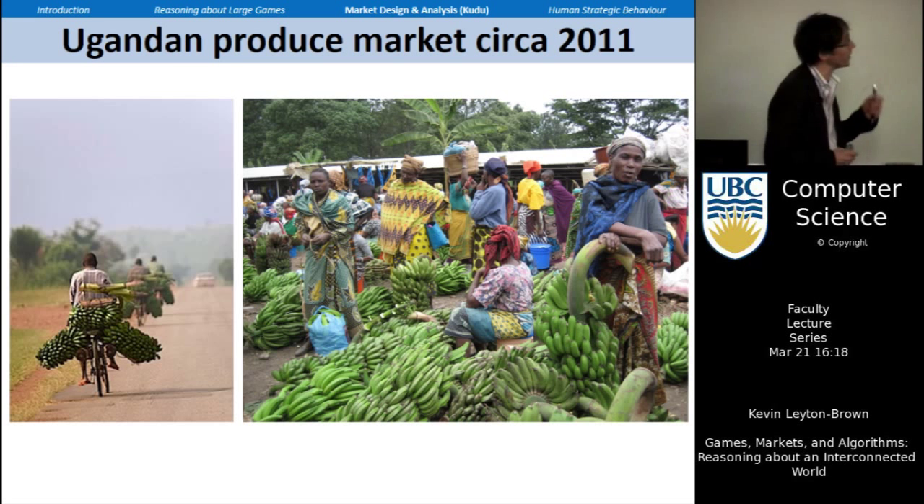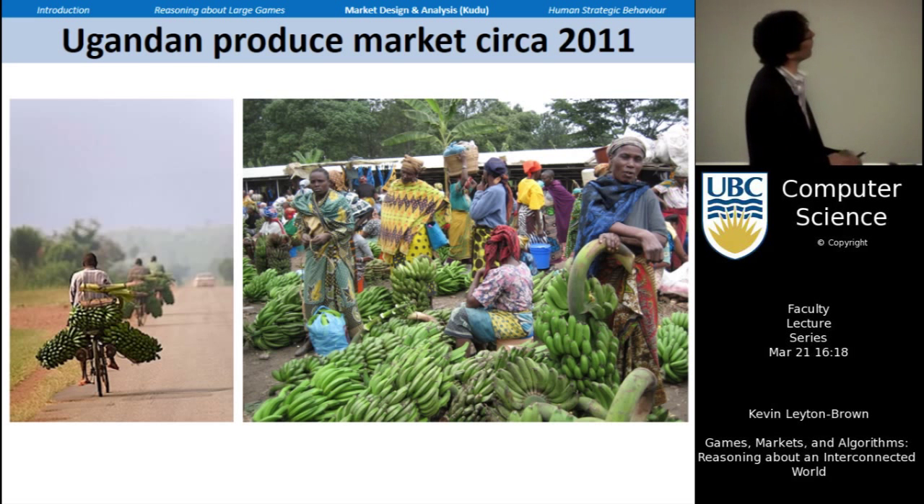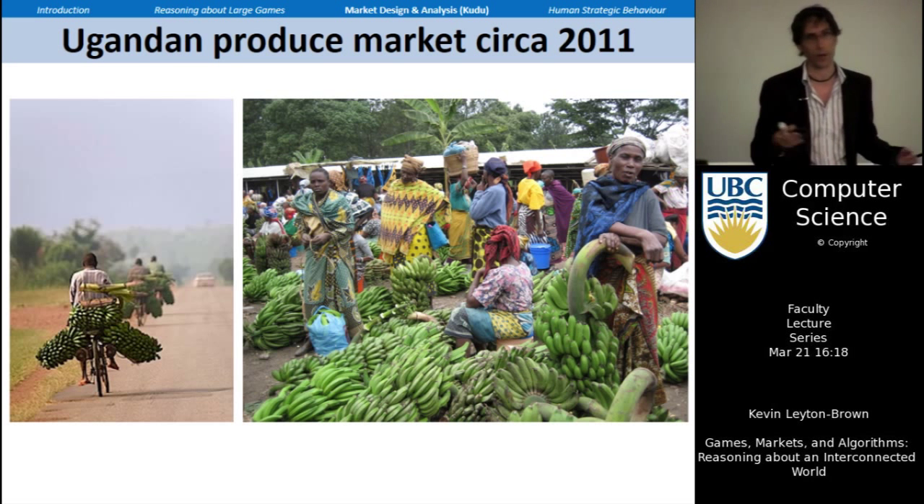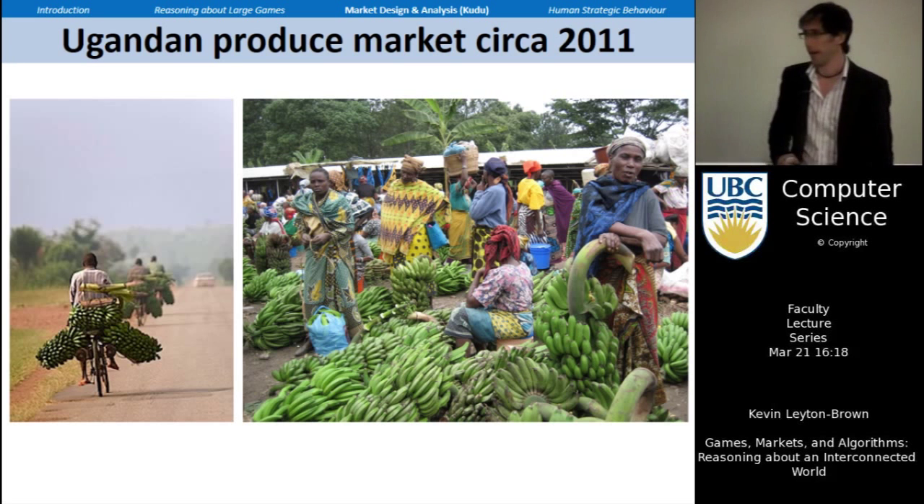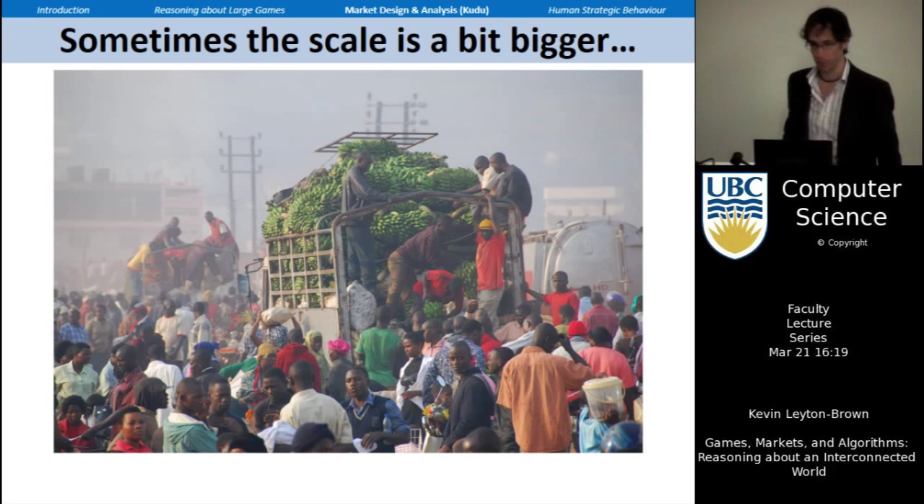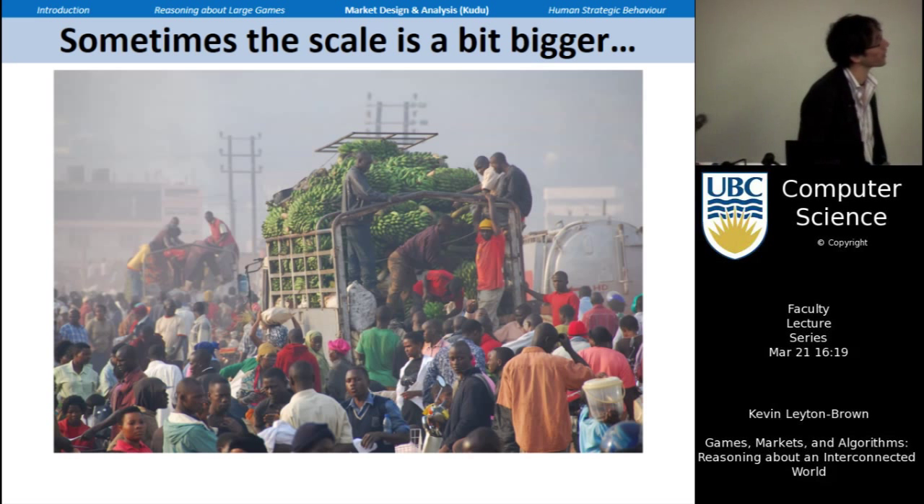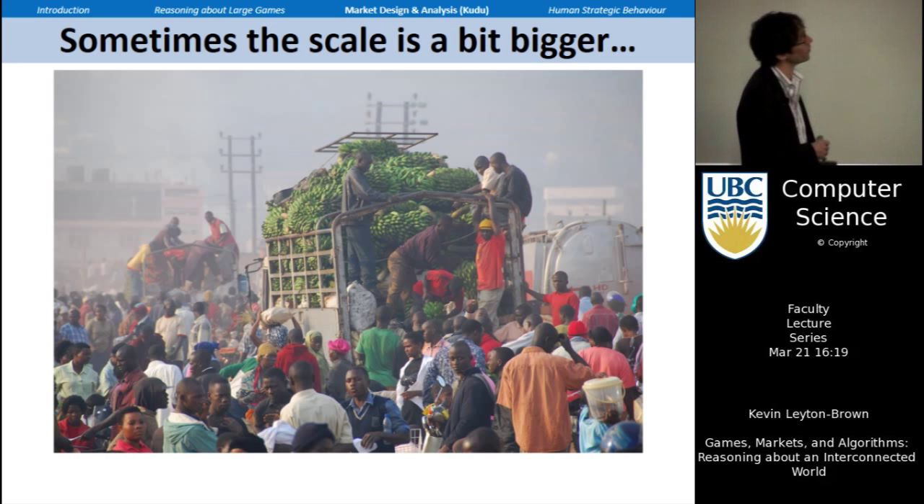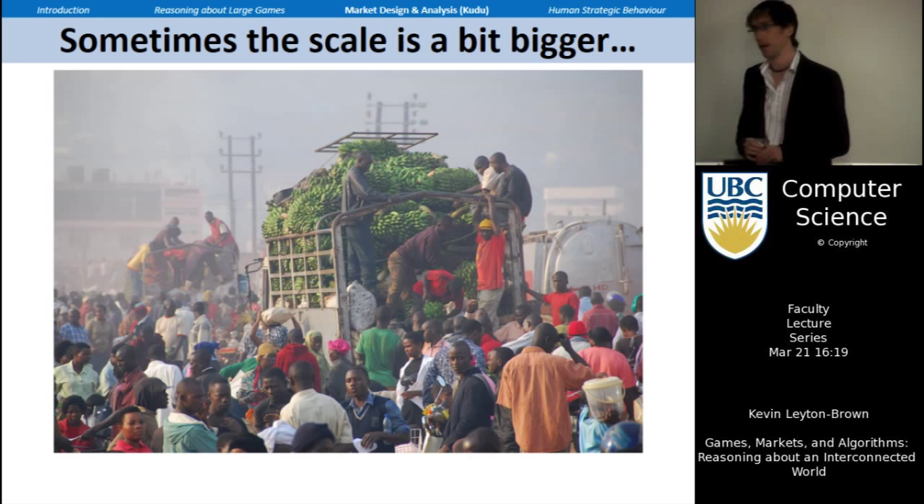They're not substantially different. Essentially, farmers take their stuff to the side of the road and wait for people to come and buy it. Now, sometimes the scale of these markets can be bigger. This is the Kalewe market in downtown Kampala, which is the capital city. This is one of the largest vegetable markets in the country.